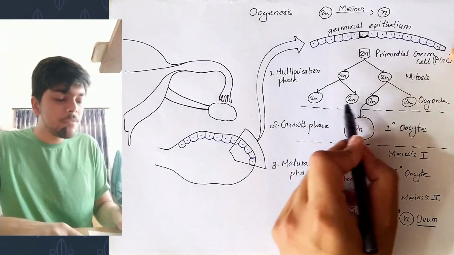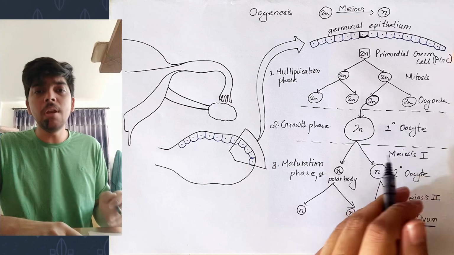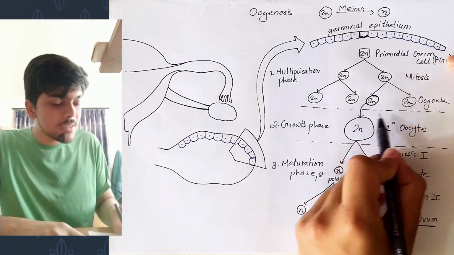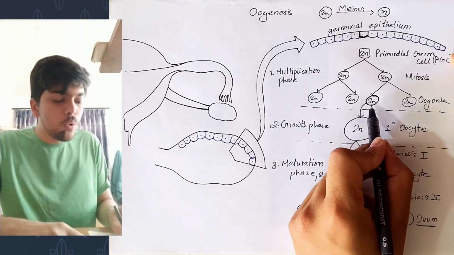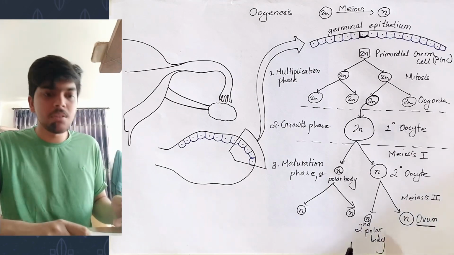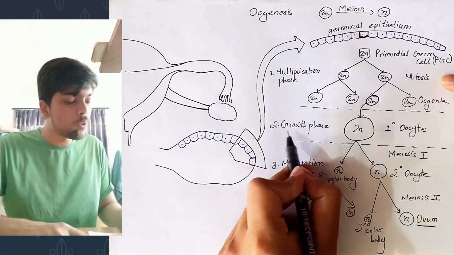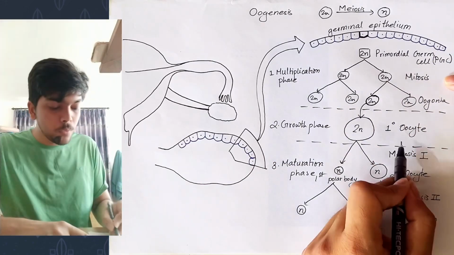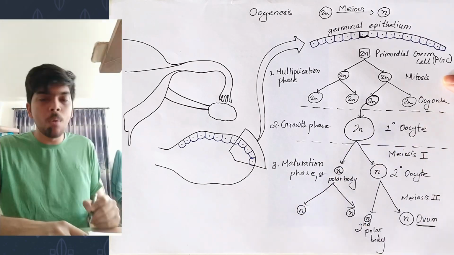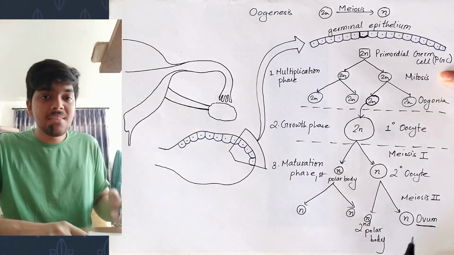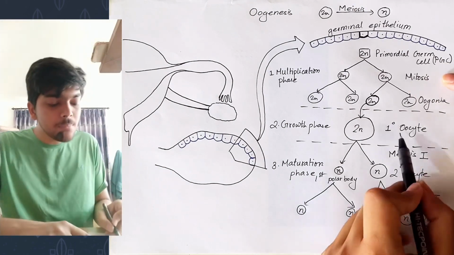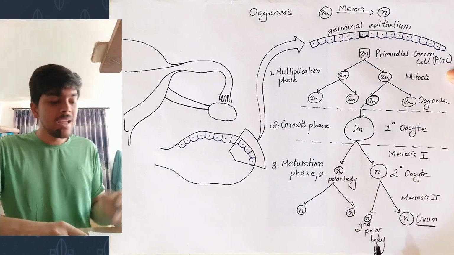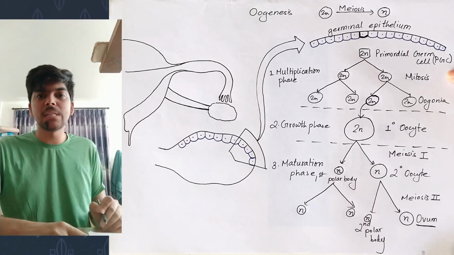At the end of multiplication phase, many oogonia are formed, out of which only few enter the next stage. Let's suppose this particular oogonium enters the next step. In the next step, the oogonium intakes as much nutrition as possible and grows in size, so-called growth phase. At the end of growth phase, primary oocyte is formed. For the primary oocyte, which is diploid, to form a haploid ovum, it has to go through the process of meiosis. And this phase where the primary oocyte matures into haploid ovum is called maturation phase. In maturation phase, meiosis of primary oocyte takes place.